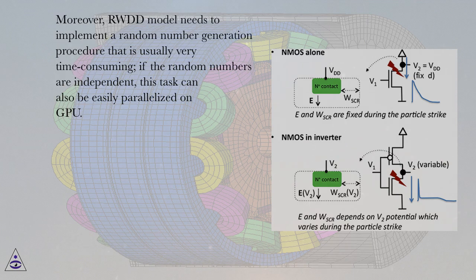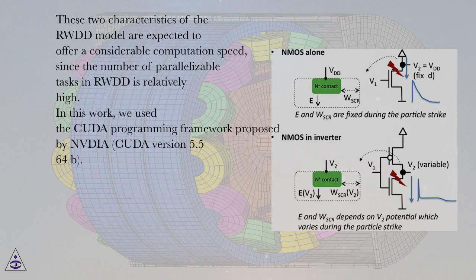Moreover, the RWDD model needs to implement a random number generation procedure that is usually very time-consuming. If the random numbers are independent, this task can also be easily parallelized on GPU. These two characteristics of the RWDD model are expected to offer a considerable computation speed, since the number of parallelizable tasks in RWDD is relatively high.